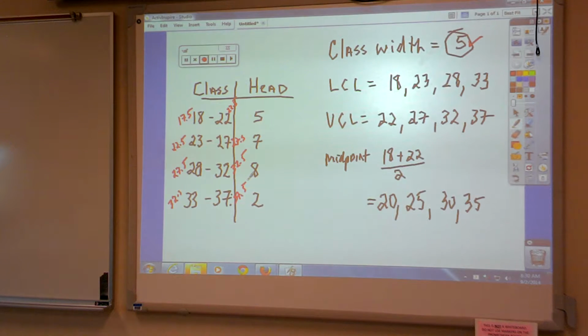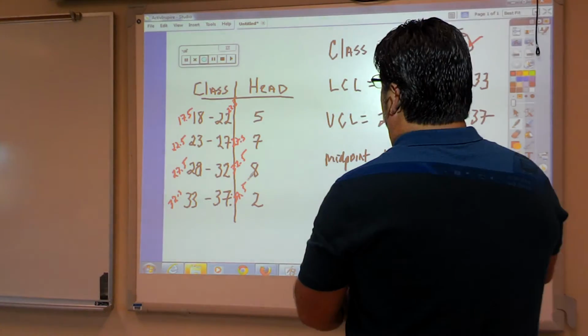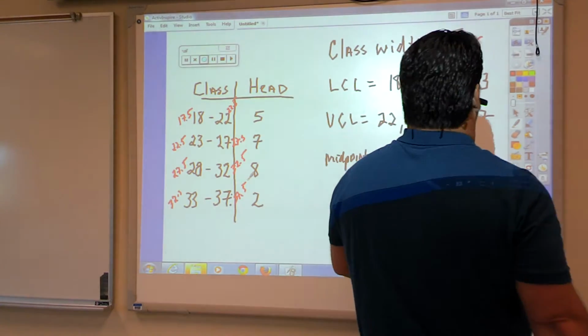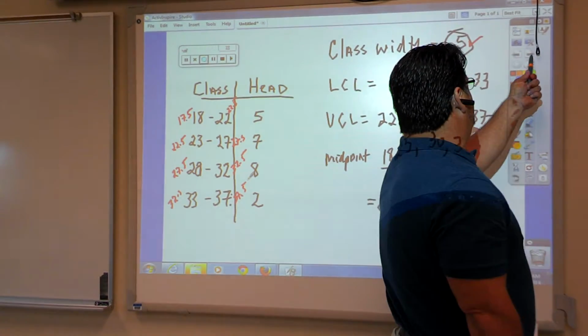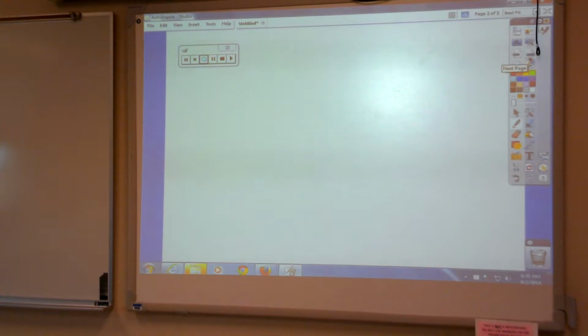Okay, so you should have a couple of examples in your notebook now on how to find all this stuff. And y'all will send me homework questions and we'll go over those. But that's not what I really wanted to go over today. I want to go ahead and talk about the mean and the standard deviation for frequency distribution.